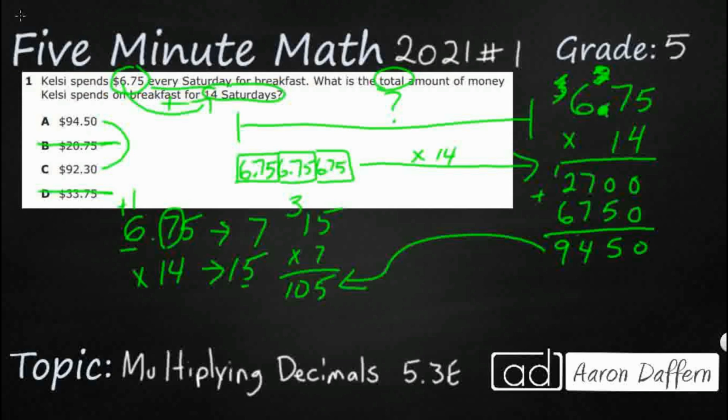It's actually 6.75. What we do is we count how many digits were behind the decimal in the factors. So there's 2 digits behind the decimal in that factor, no digits behind the decimal in 14, which means I need 2 digits behind the decimal in my product. So you bring the decimal in twice, $94.50. Your answer is A.